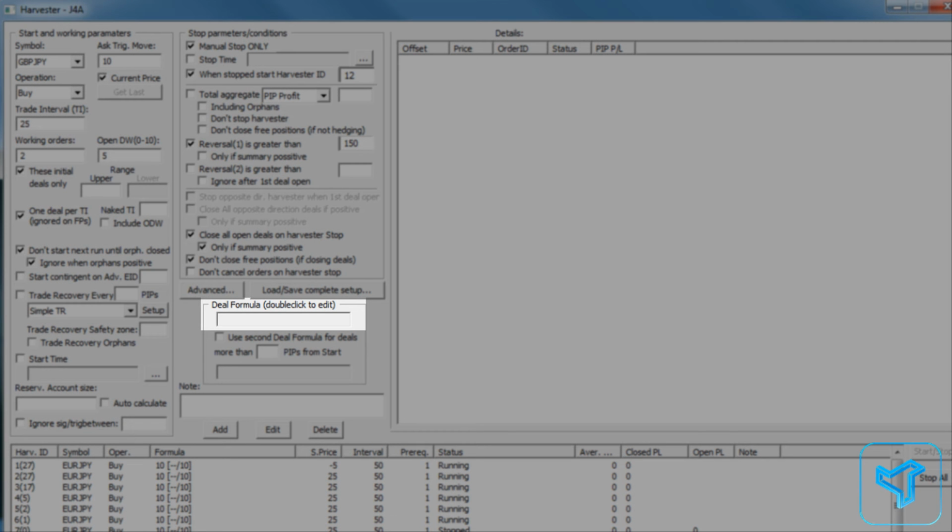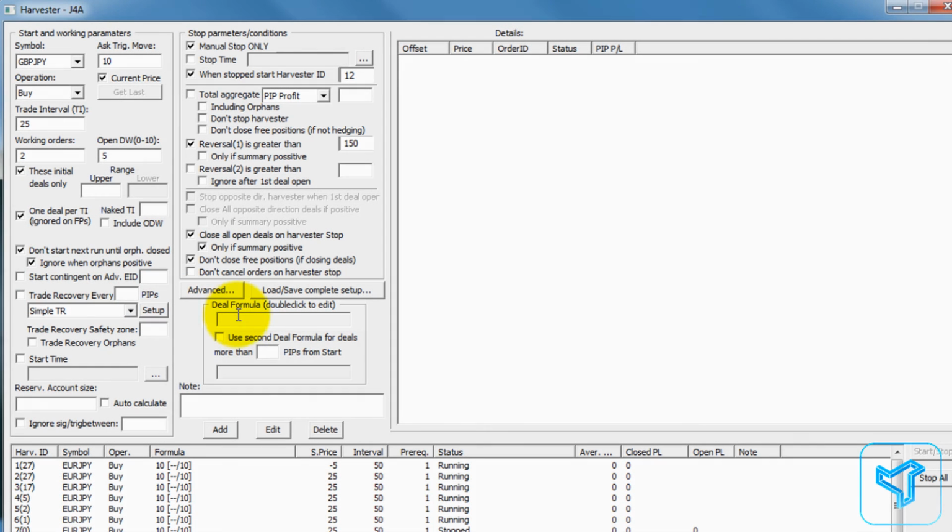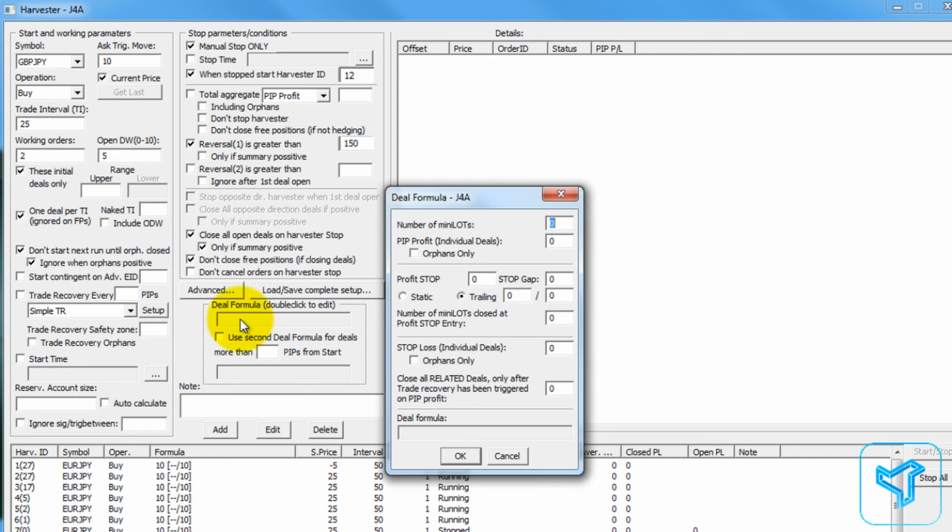Now, we need to specify a deal formula. We double-click within the deal formula box and the deal formula window pops open. This should look familiar from the manual deal we set up in an earlier tutorial. Again, we specify the size of our trade, let's just say 10 mini lots here, and we hope to achieve a profit of, say, 300 pips, and we'll put, say, 45 in the profit stop, and we will opt to close half of our position, or 5 mini lots, at this 45 pip profit, and let the rest run.